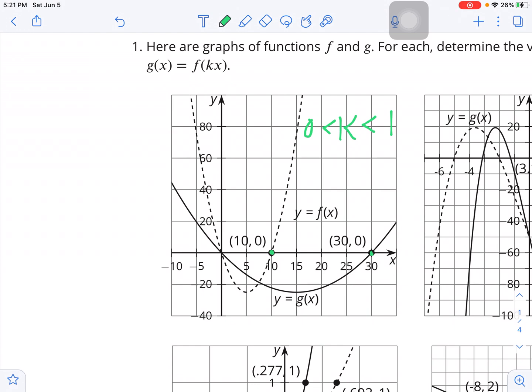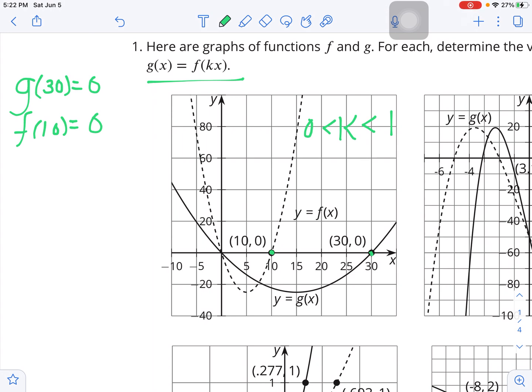So what we want to do is realize that if g of x is going to equal f of x times some constant k, we want to use these 2 points, 10, 0 and 30, 0, and realize that if I put 30 in for x, in g of x I get 0. So g of 30 gives me 0, but f of 10 gives me 0. So how can I make these equal some scale factor there?